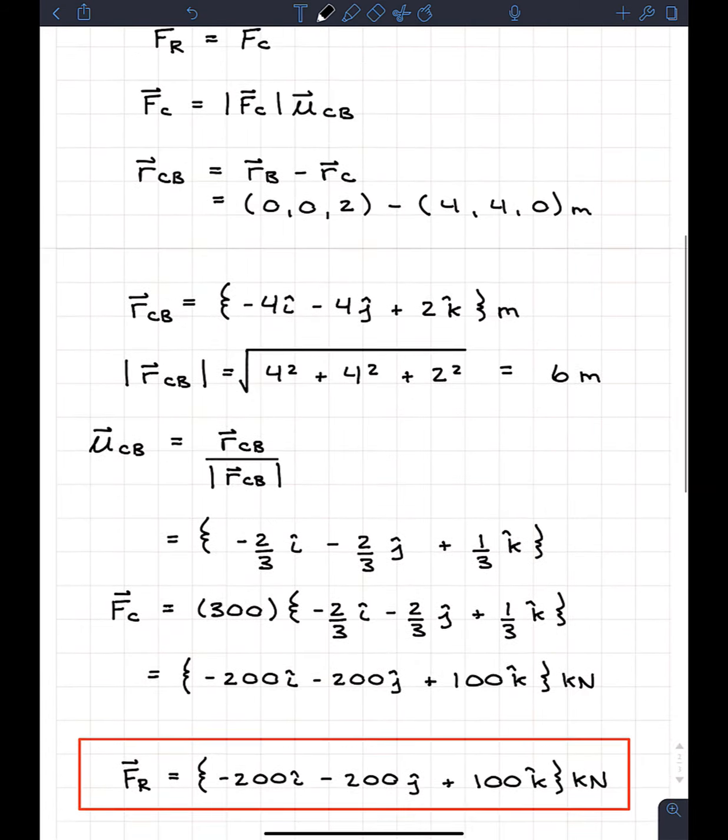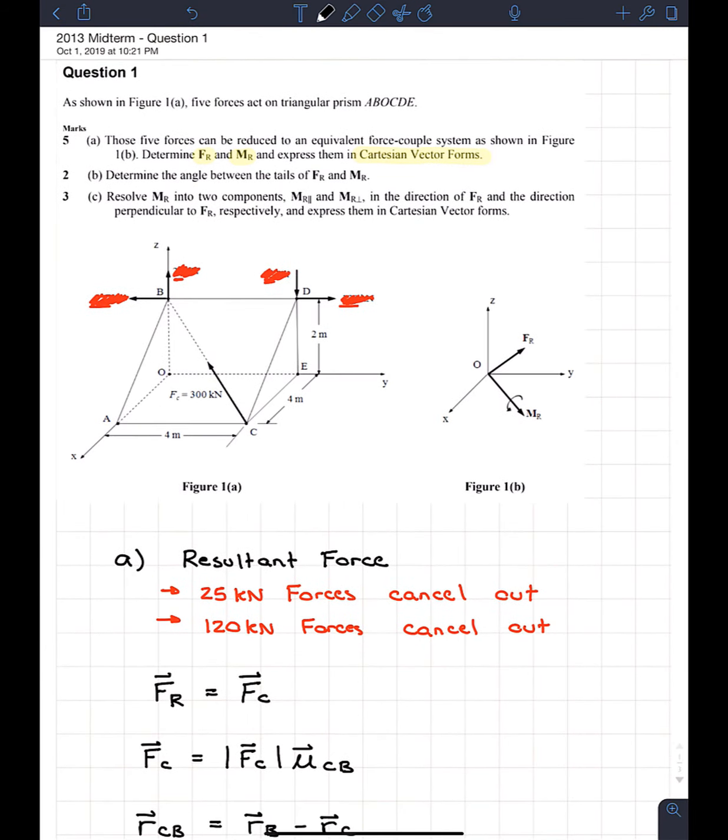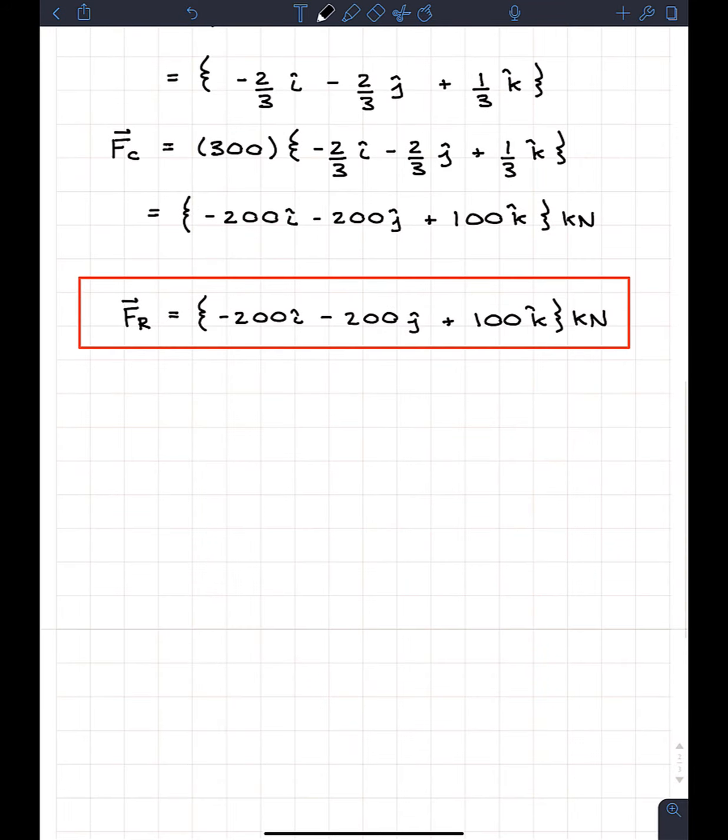So if we look up at the question again, what it says is it wants to determine the resultant force and the resultant moment in Cartesian vector form. And what we just did is found the resultant force in Cartesian vector form. So that's done, but we're not done yet because remember, it also would like the resultant moment. So I'm just going to put resultant moment.